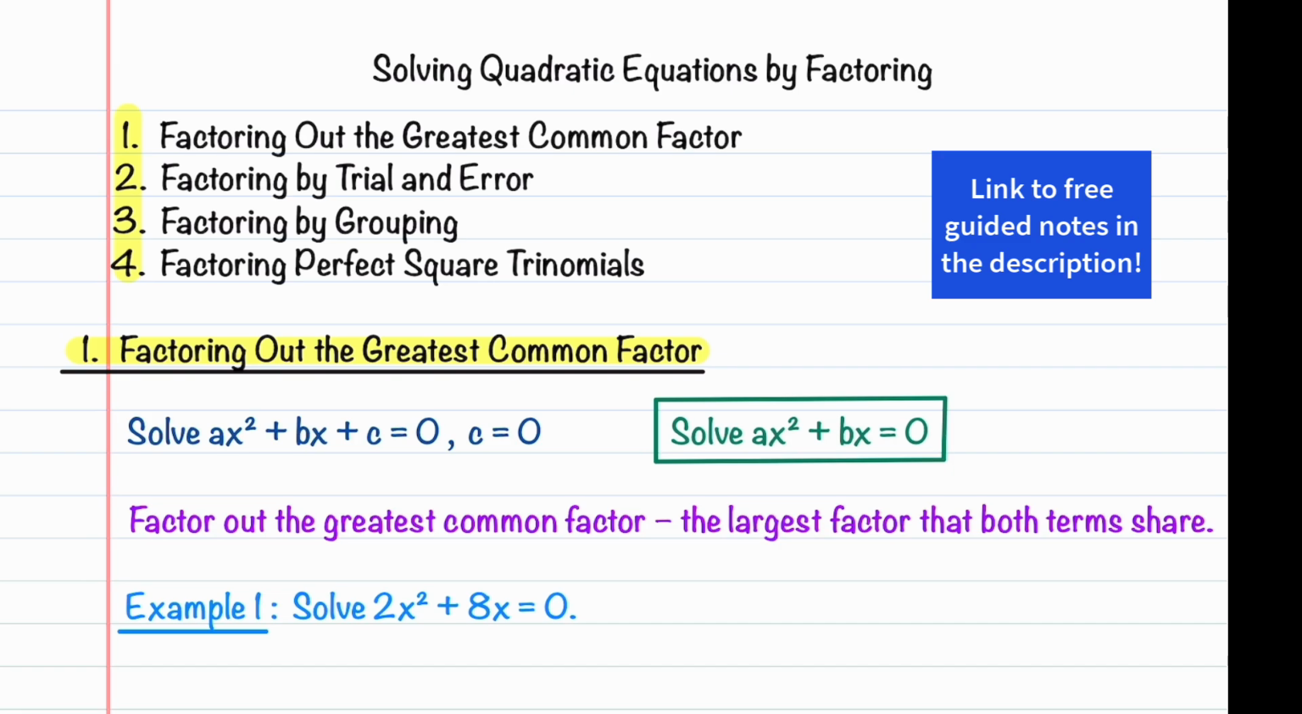We're going to solve the quadratic equation ax squared plus bx plus c is equal to 0. And in the examples that I'm going to show you, the c term, that's the constant term by itself, is equal to 0. So essentially what we're going to be solving is the equation ax squared plus bx is equal to 0. When we have equations like that, what we're going to do is factor out the greatest common factor. That's just the largest factor that both terms share. I'll show you exactly how this works.